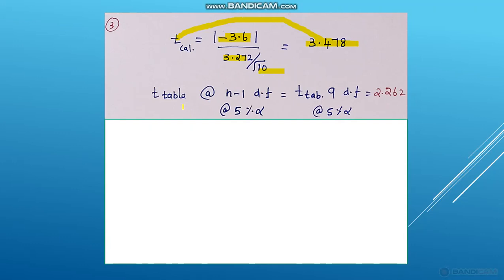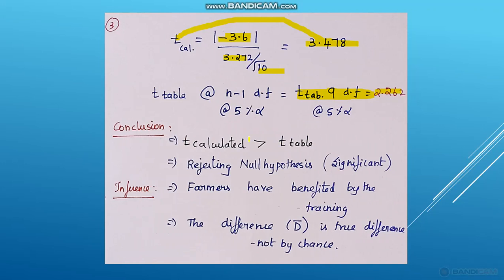Next you find the t table value. The t table value for 9 degrees of freedom is 2.262. You look at this table value in the two-tailed test. Here you can see the t calculated value is greater than the t table value, so we reject the null hypothesis.